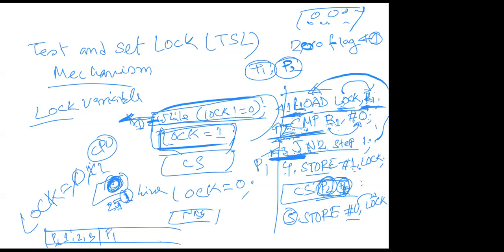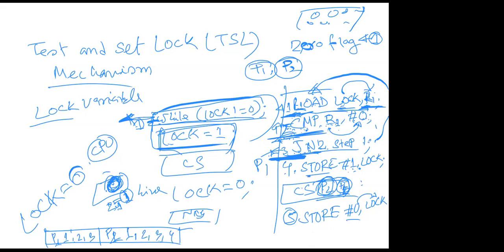Now P2 is scheduled by the operating system. So let's say P2 executes lines 1, 2, 3, and 4. Let's check what happens here. Load lock to R1. Lock is 0, so it will be 0, and compare this R1 register value with 0. So it will be equal to 0. So the zero flag will be set, and then jump not 0, step 1. If it is not 0, then step 1, but the zero flag is set, so it never jumps.